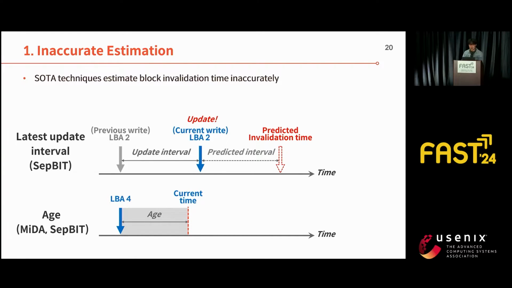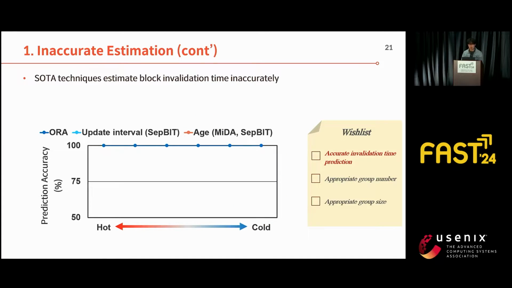On the other hand, age measures how long a live block has existed up to the present. Both MiDAS and CEPIT work under the assumption that if a block has existed for a certain period, it will likely continue to exist for a similar duration. So we analyze the accuracy of these methods in predicting invalidation times. The x-axis of this graph represents the actual hotness of data blocks, while the y-axis quantifies prediction accuracy. As anticipated, Aura demonstrates the highest prediction accuracy.